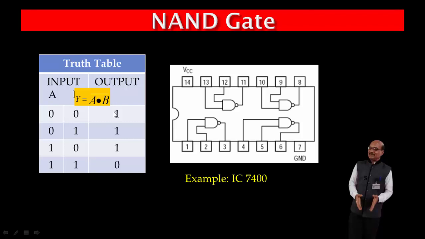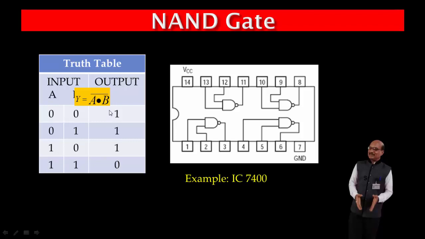Now the truth table: A, B, 0 0, 0 1, 1 0 and 1 1. Here we get the output which is opposite to AND. Firstly you find A and B. So 0 multiplied by 0 is 0, and take the complement of that, the opposite state, that is 1. Then 0 into 1 is 0, complement of that is 1. Here 1 into 0 is 0, and opposite of 0 is 1. Here we have 1 into 1, that is 1, and the opposite of that is 0.